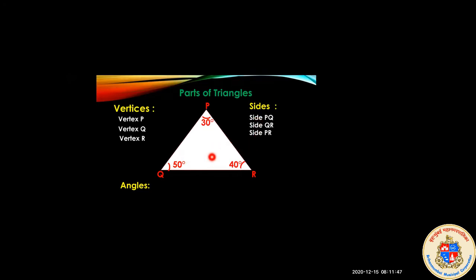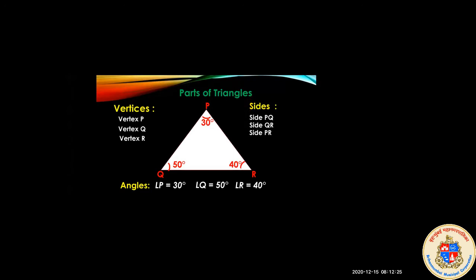Now, can you tell me the angles in this with the measurement? Angle P 30 degree, angle Q 50 degree, angle R 40 degree. Very well done. Angle P is equal to 30 degree. Angle Q is equal to 50 degree. And angle R is equal to 40 degree. So, these are three angles. So, vertices, sides and angles are parts of the triangles.